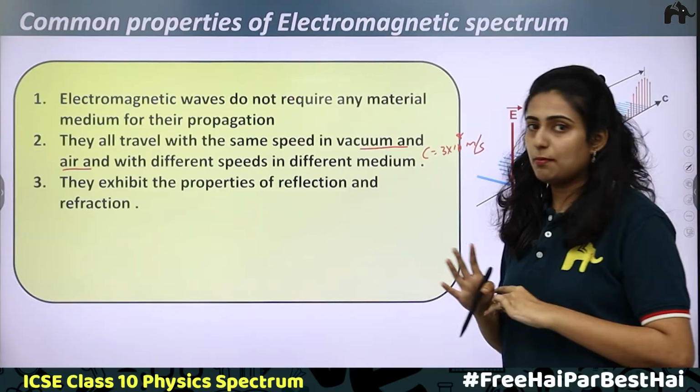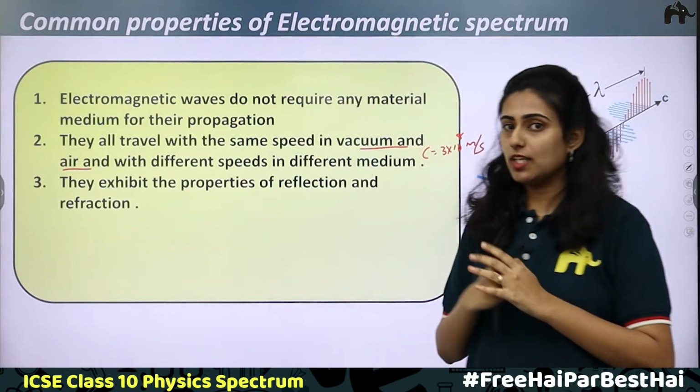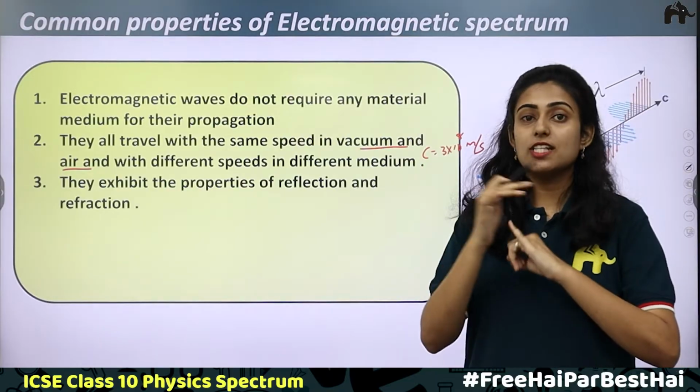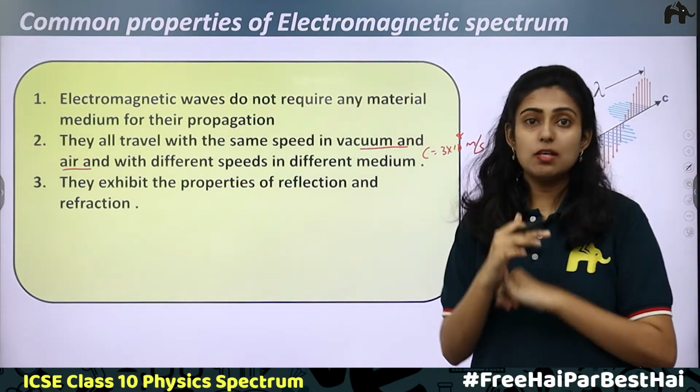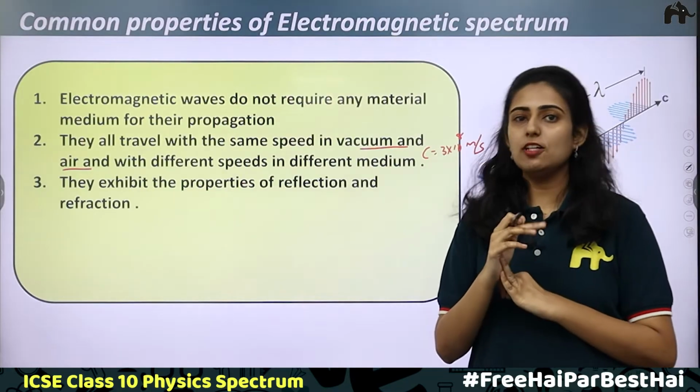What is refraction? Refraction is the bending of light when light travels from one medium to another. When this happens, we know that the speed of light can change because the medium is changing. Speed of light will change, wavelength will change, but the frequency will remain constant.